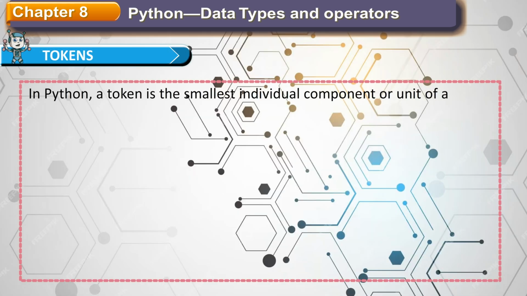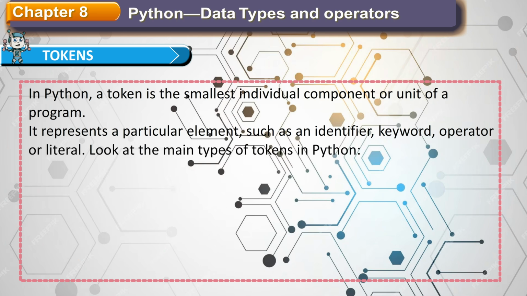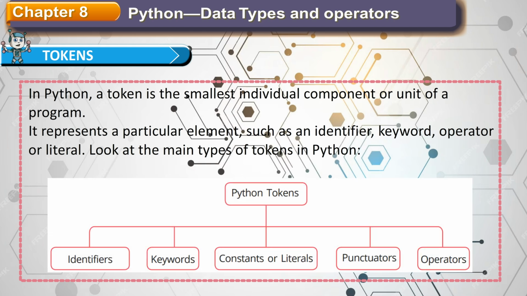Tokens. In Python, a token is the smallest individual component or unit of a program. It represents a particular element, such as an identifier, keyword, operator, or literal. Look at the main types of tokens in Python. Python tokens: identifiers, keywords, constants or literals, punctuators, operators.